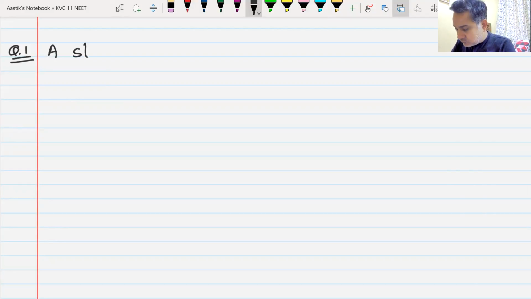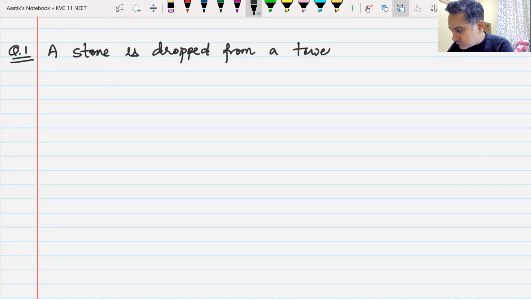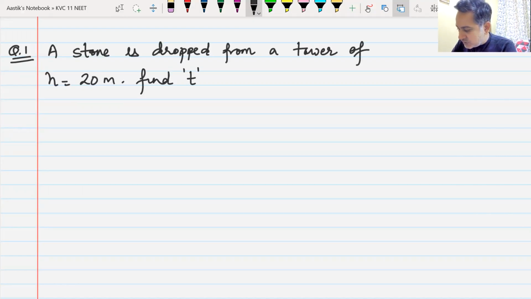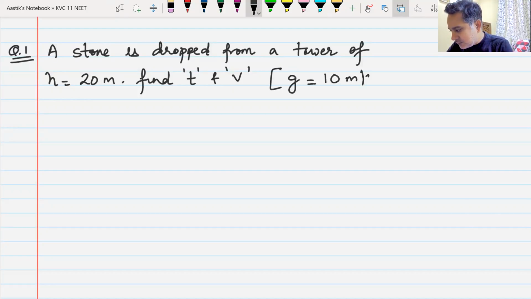A stone is dropped from a tower of height 20 meters. Find the time taken t to reach ground and the final velocity v with which it strikes ground. G, if you require, take it as 10 meter per second square.